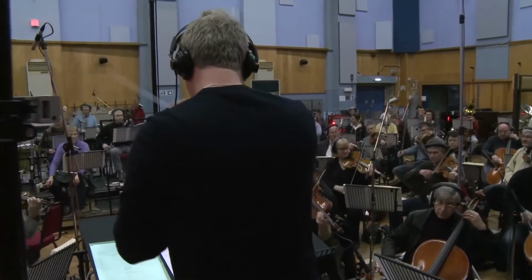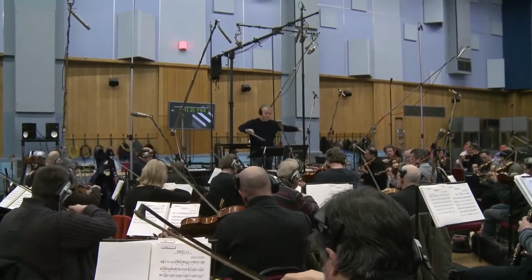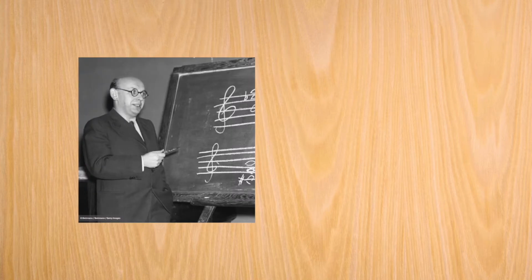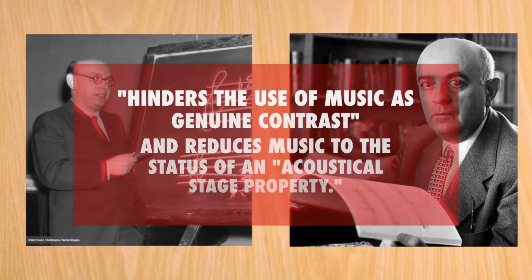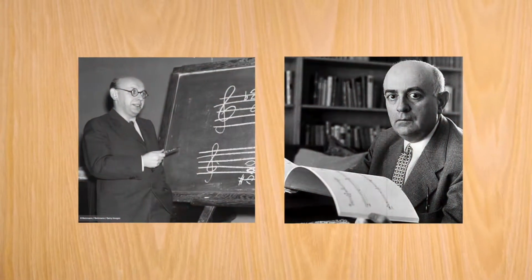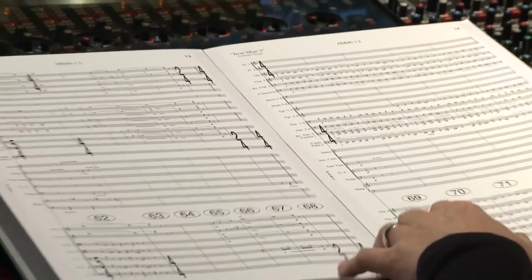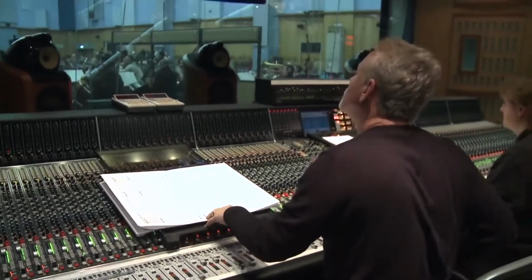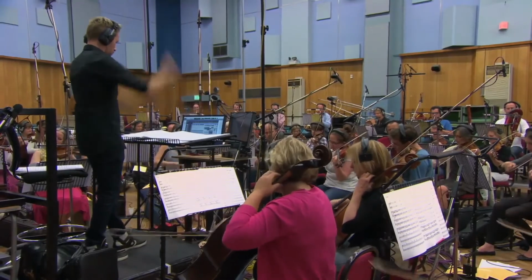While these definitions are simple and straightforward, some film theorists believe them to be reductive and problematic to the artistry of film music. As film composers and theorists Hans Eisler and Theodor Adorno put it, source music hinders the use of music as genuine contrast and reduces music to the status of an acoustical stage property. Despite the opposition, the term continues to be used in academia to easily discuss and describe film music and the choices made by composers and directors.